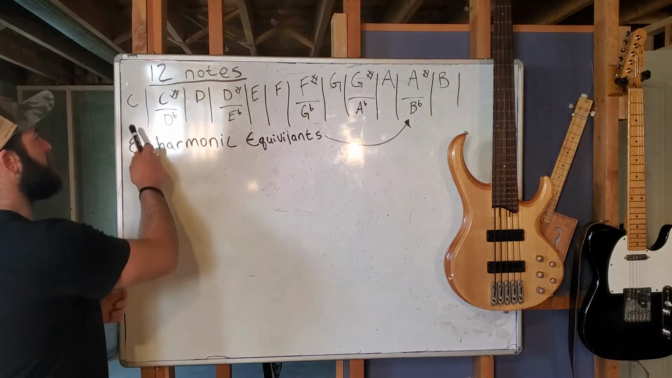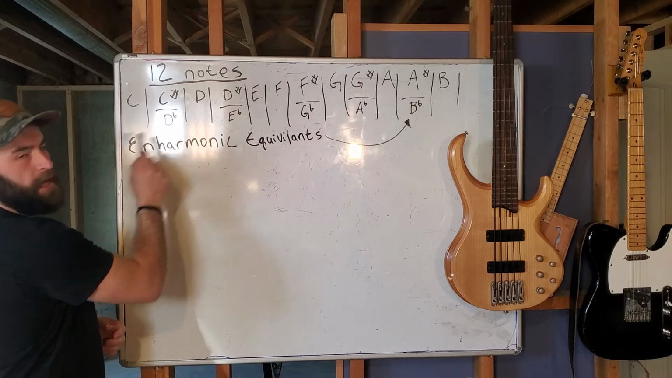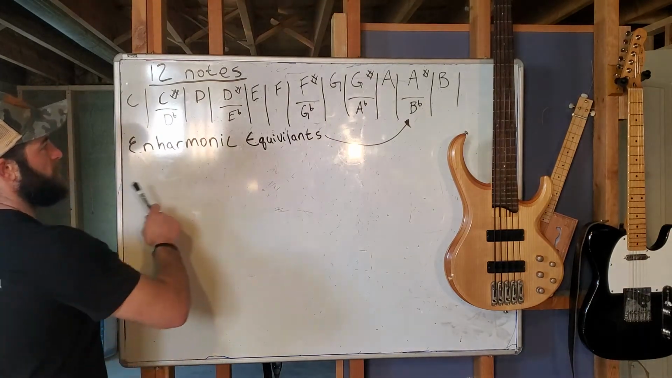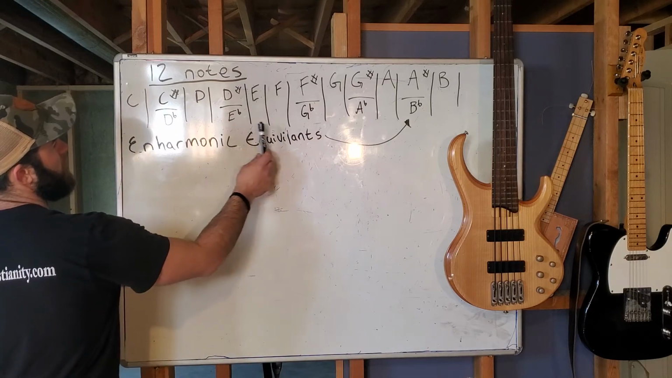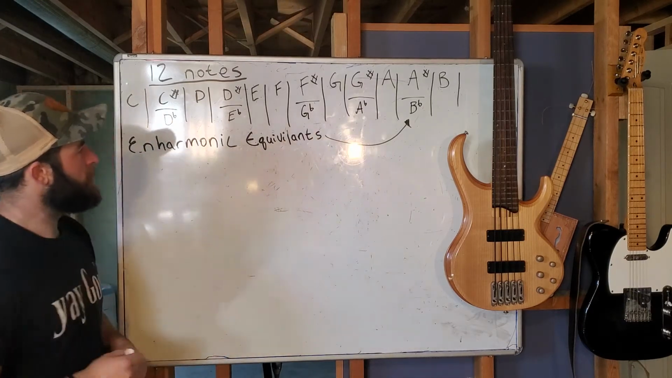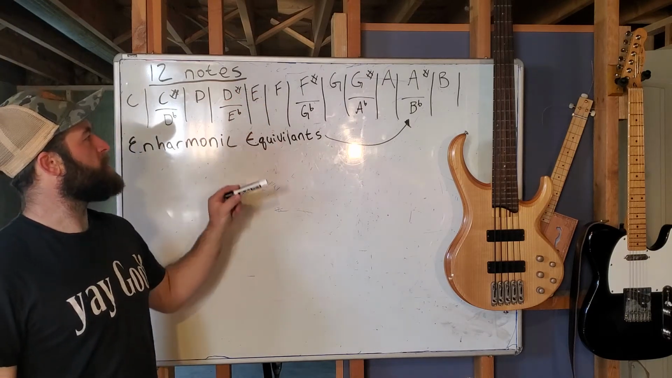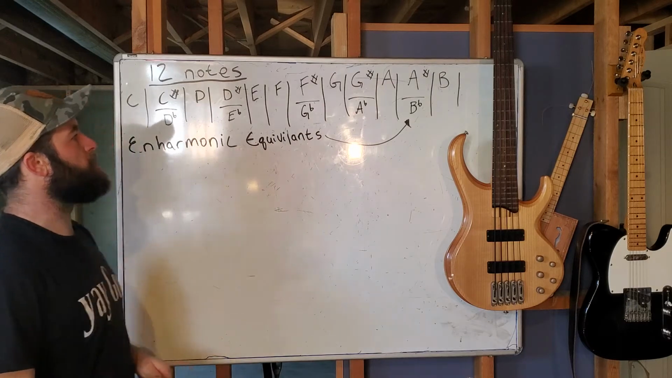So when you get to C, you have C sharp, which can also be called D flat. It's the same note, we just call it something different depending on the key signature. If you want to pause, you can see every enharmonic equivalent on the board. D sharp's the same as E flat, F sharp's the same as G flat, G sharp's the same as A flat, A sharp's the same as B flat.